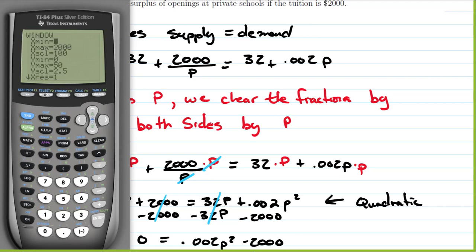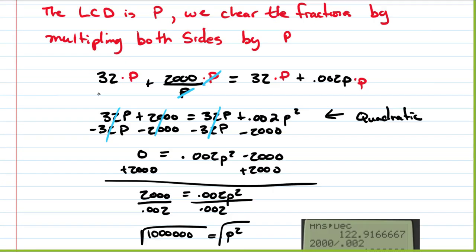And I don't like that picture, so let's make our y min a little bit bigger. Let's make our y min, say, 30 to 50, and then let's change our scale to 2. It'll make our picture look a little better. So we get something that looks like this. So we have our demand curve, and we have our supply curve, and then we have our equilibrium point, right?